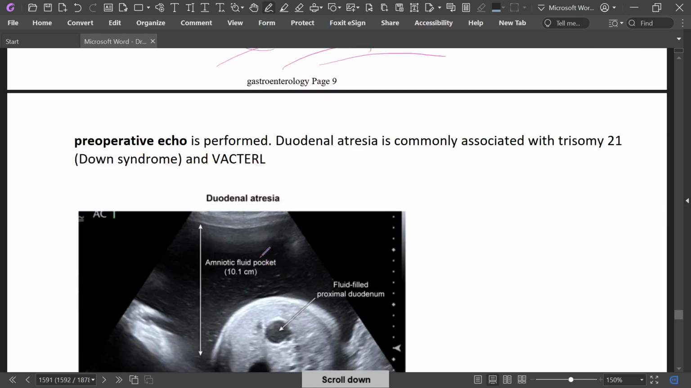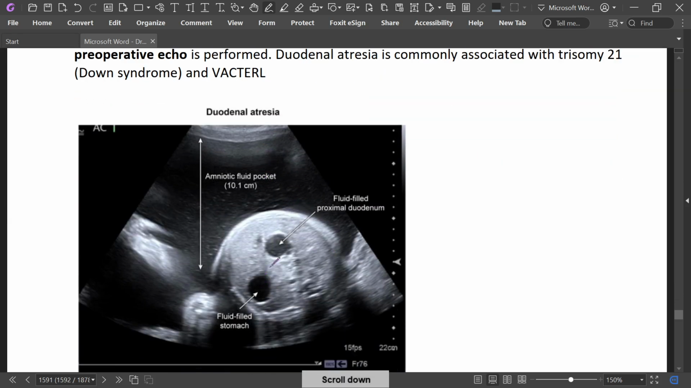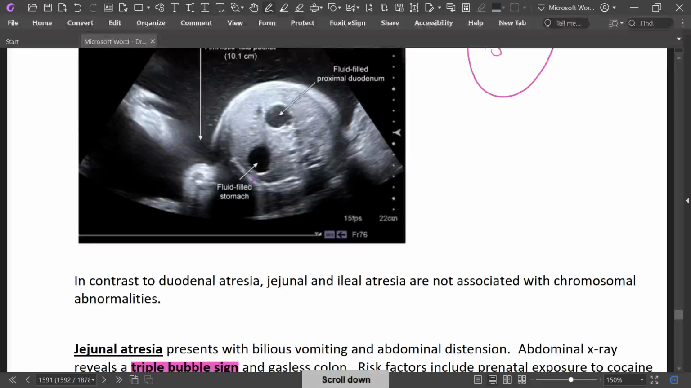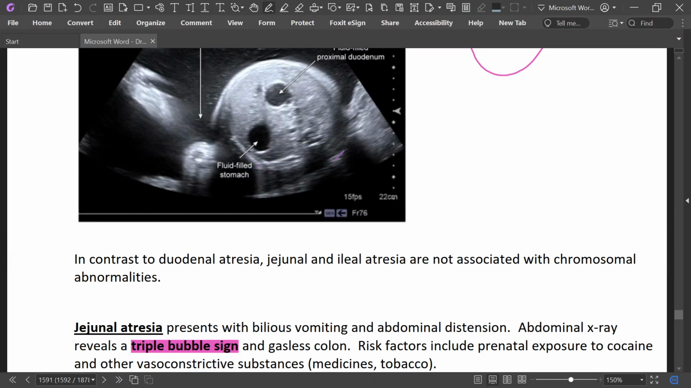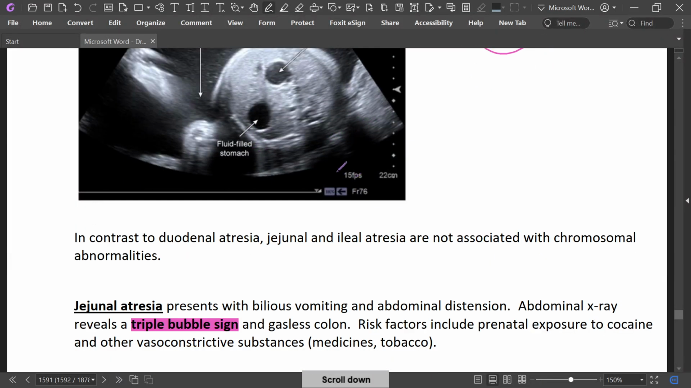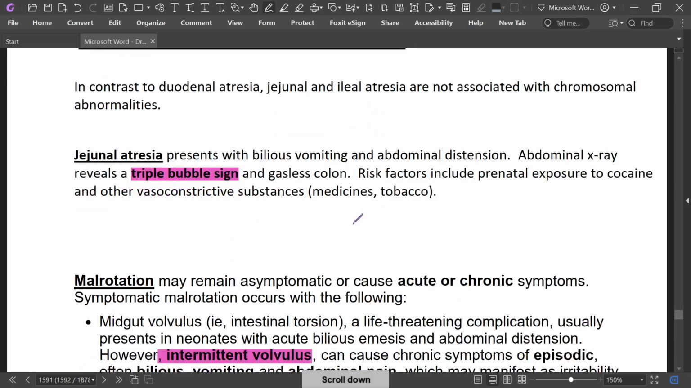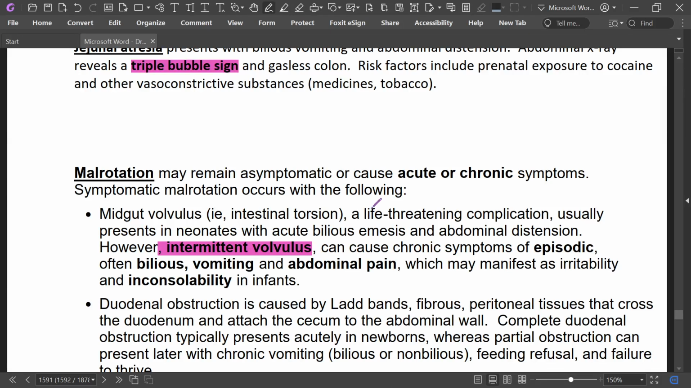Preoperative, this is duodenal atresia, with fluid in the proximal duodenum and fluid in the stomach. This looks like a double bubble. This is an amniotic fluid pocket. In contrast to duodenal atresia, jejunal and ileal atresia is not associated with chromosomal abnormality. Jejunal atresia shows a triple bubble sign.